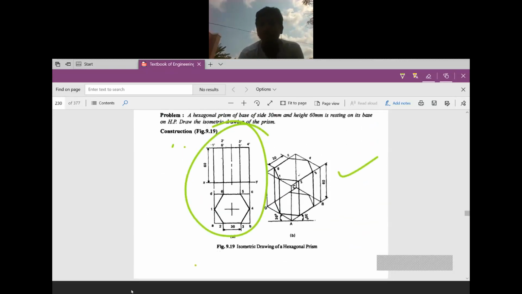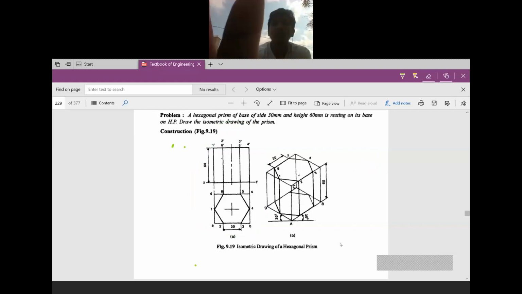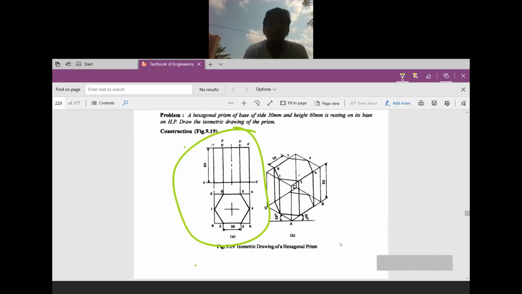Next problem is on hexagon. Here he has given a hexagonal prism of base side 30 mm, height 60 mm, resting on its base on the HP. Draw the isometric diagram of the prism. This is the two-dimensional view of the hexagonal prism.